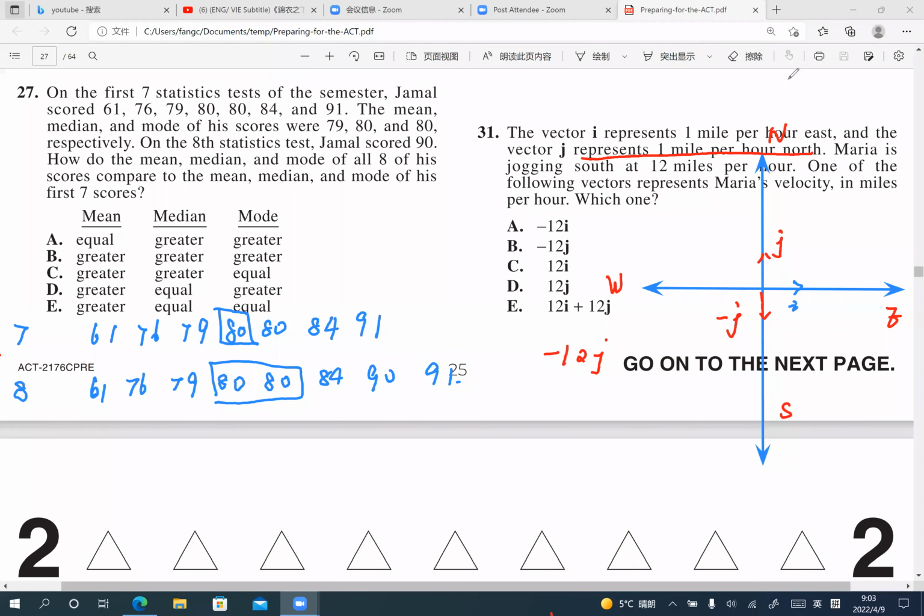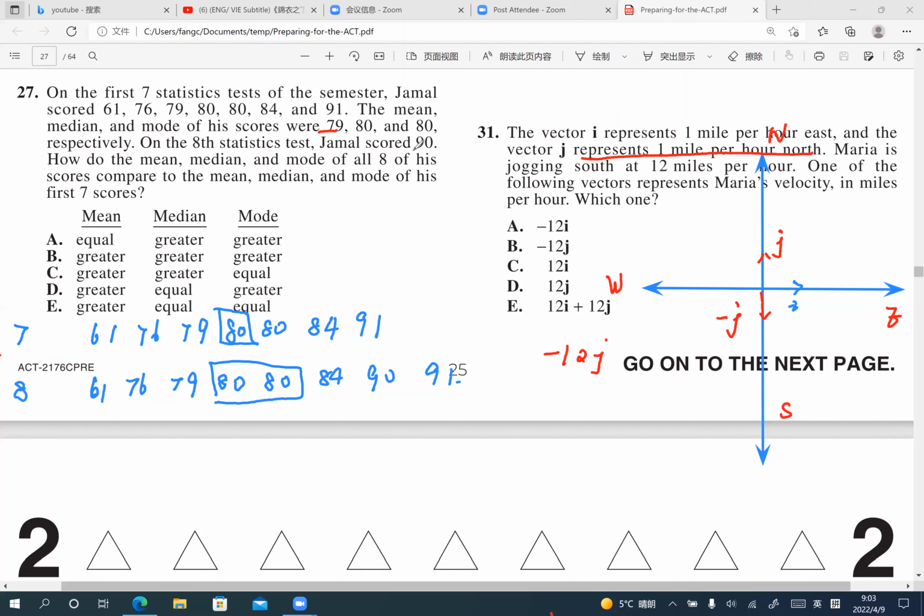27. On the first 7 statistics tests of the semester, Jamal scored 61, 76, 79, 80, 80, 84, and 91. The mean, median, and mode of his scores were 79, 80, and 80 respectively. On the 8th statistics test, Jamal scored 90. How do the mean, median, and mode of all 8 of his scores compare to the mean, median, and mode of his first 7 scores?